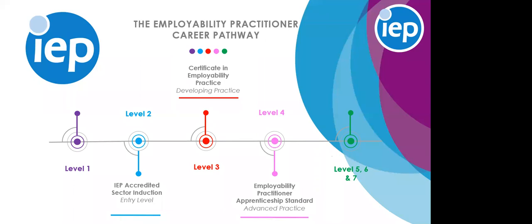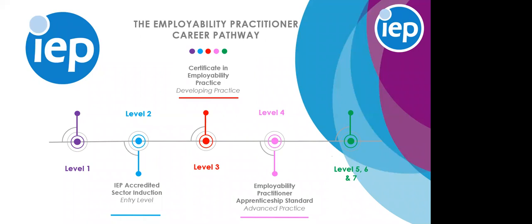So we've been working with leaders from the sector to put together a career pathway, and you'll see that career pathway on the screen here. At level 2 we have an IEP accredited sector induction. Completion of this confirms that the holder has gained relevant knowledge required to operate in the employability sector, as recommended by the IEP. The modules are all CPD accredited and are designed to provide all-round knowledge of the aspects and practice for those who want a career in the sector.